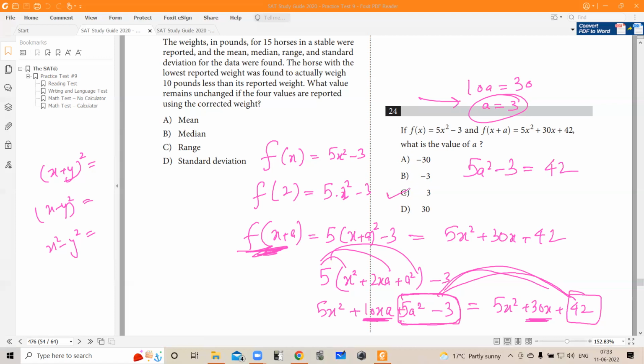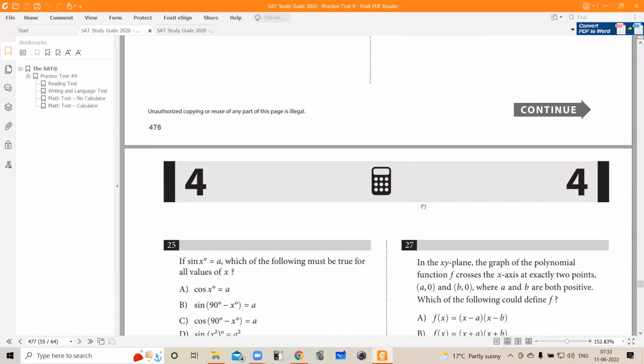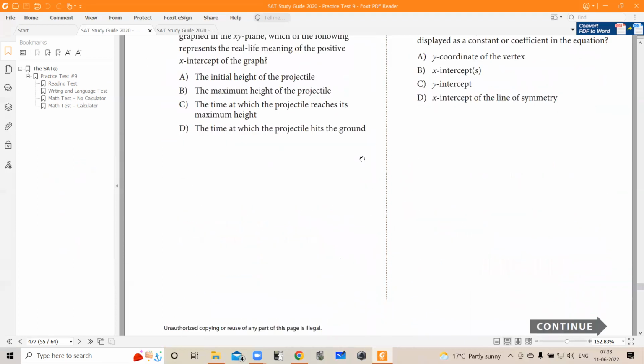So how can you make the things better? Because you know how to solve it. So next one, anything else? 36 is the last one.